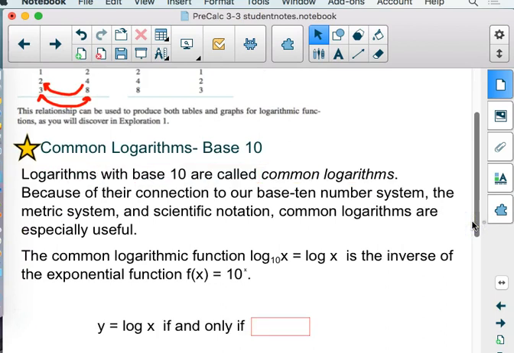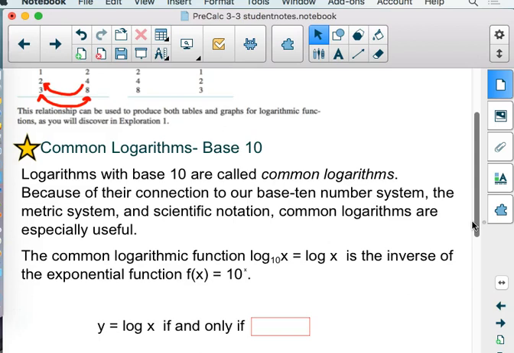That's what they are. And that's because our number system is base 10. So because of their connection to our base 10 number system, the metric system, and scientific notation, common logarithms are especially useful. That's why they're on our calculator. You don't see base 2 logarithms on our calculator. LOG 10, very common, a lot of uses for them. And then also LN, logarithm base e, because we have a lot of uses for those as well.